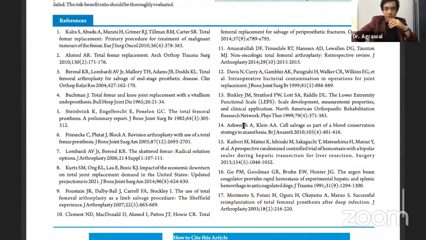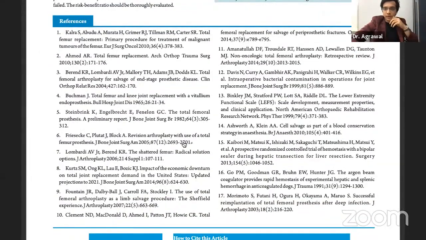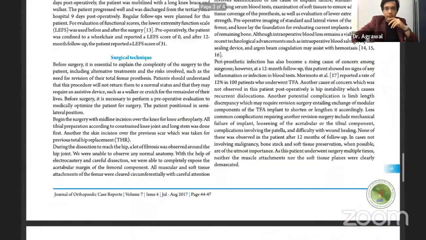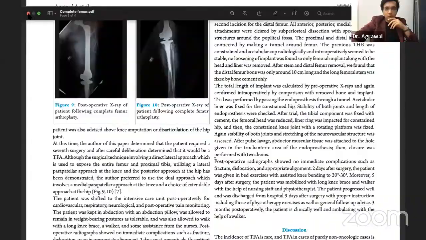Yeah, and these are just your references on what previous research has been done in this particular topic. And yeah, this is a case report. Would you guys like to see a systematic review now? Let's see this. Yeah.